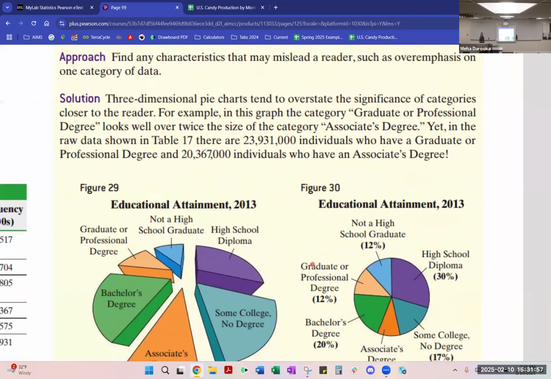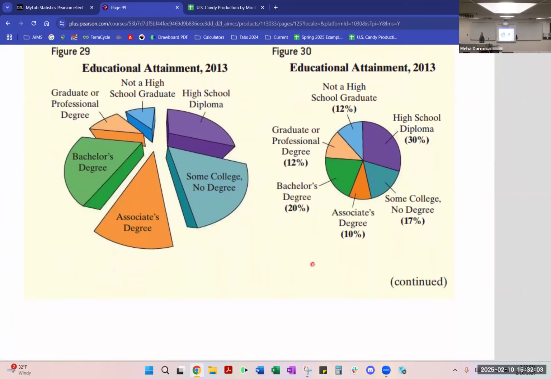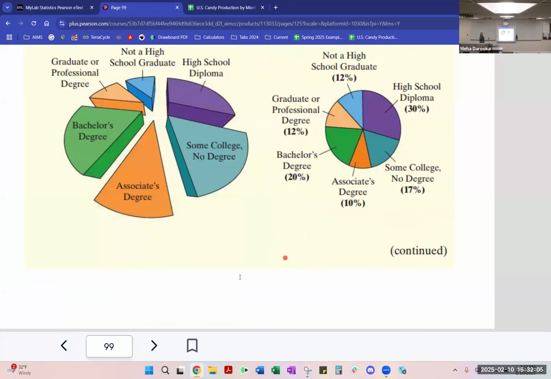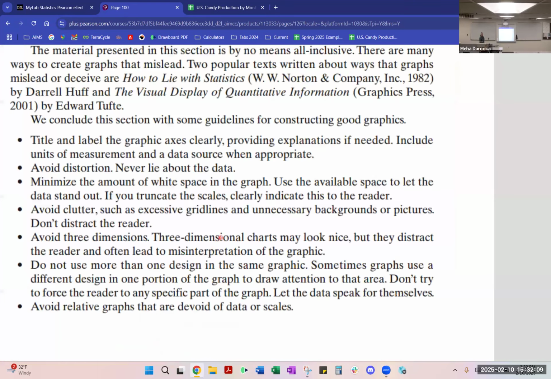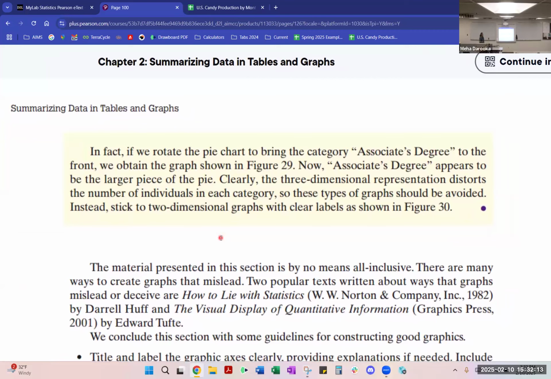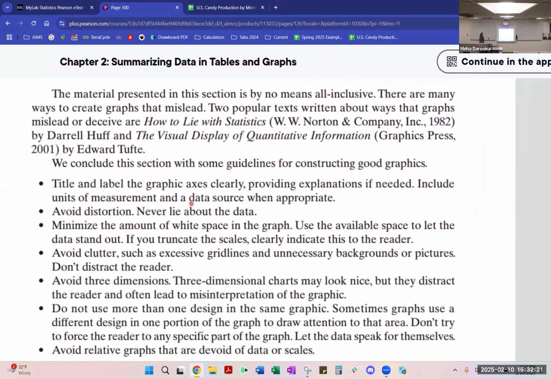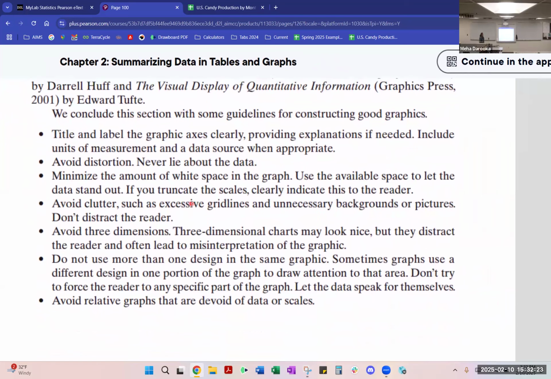So again, guys, sometimes it's cute to use these kinds of illustrations, right? 3D pictograms and whatnot. But if that's going to be misleading from the data, then we haven't really achieved what we wanted to achieve, because we are distracting the person who's reading our graph and not really getting the information across to them. And again, you can read that little description here.